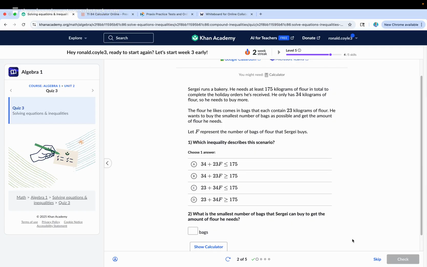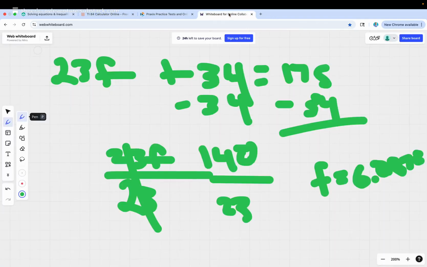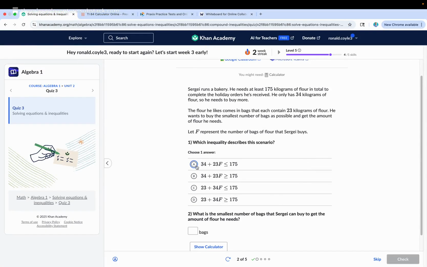So, which inequality? The smallest number. I need at least. Well, I know I need at least. So when I did that, I should have written it like that. Okay, that has to be greater. So that would tell me 34 plus 24. Nope, not that one. Has to be at least 175 or greater than that. So that actually would be a pretty good answer there.